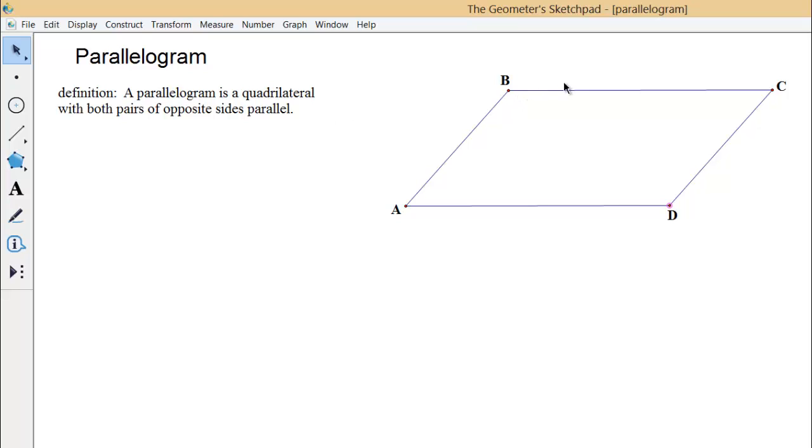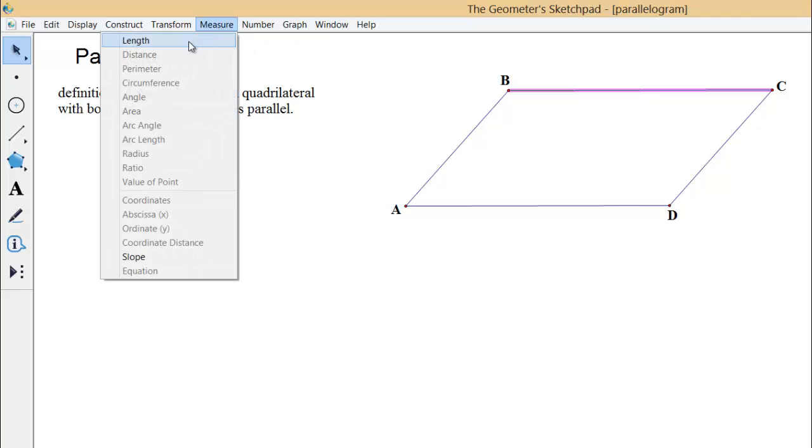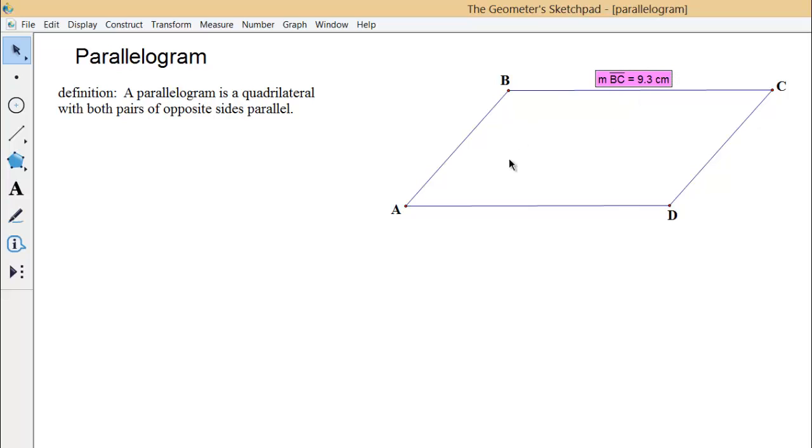Now let's look at the measurements of the sides. Let's measure the length of BC, and then measure the length of AB, and measure the length of AD, and measure the length of DC. You'll notice that BC is 9.3 and AD is 9.3. So these opposite sides are not only parallel, but they're congruent. Likewise, AB, the measure is 5.5, and DC, the measure is 5.5. So these opposite sides are parallel and congruent.